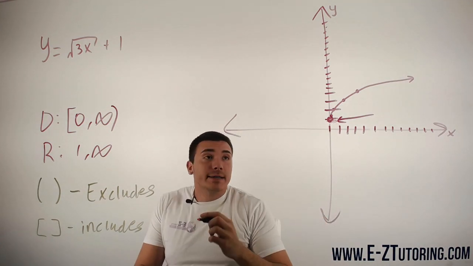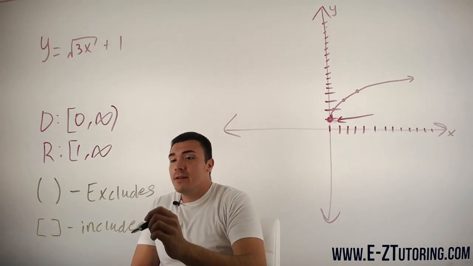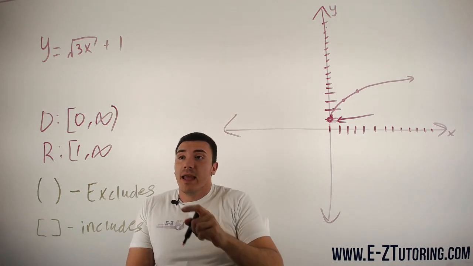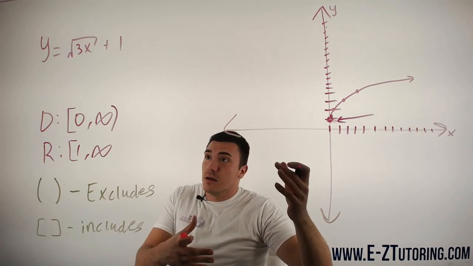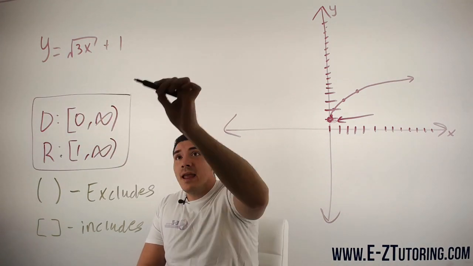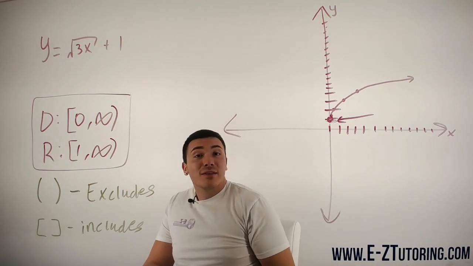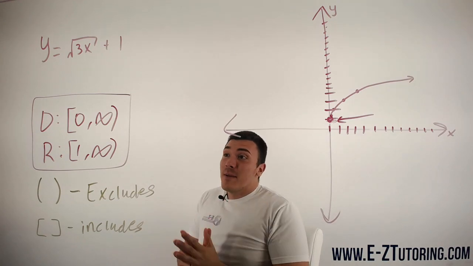All right. So therefore 1 will get a bracket because it is included, and infinity, like I said, is always going to get parentheses. So this is your domain and range of a square root function. That is how you do it, guys. Hope that made sense to you.